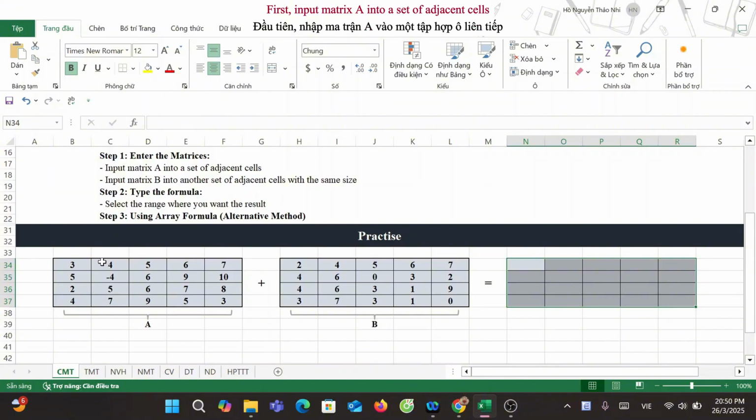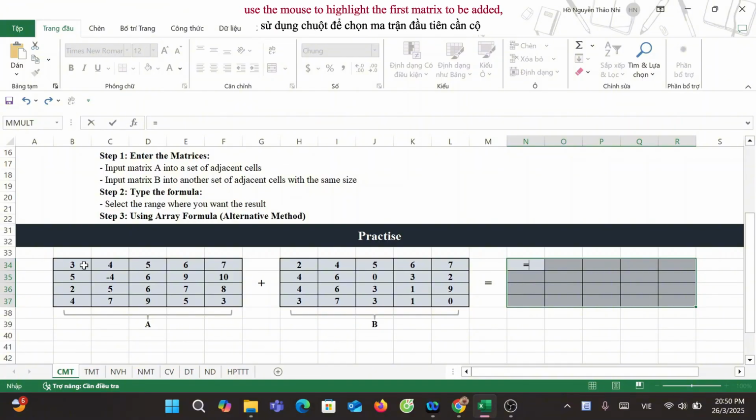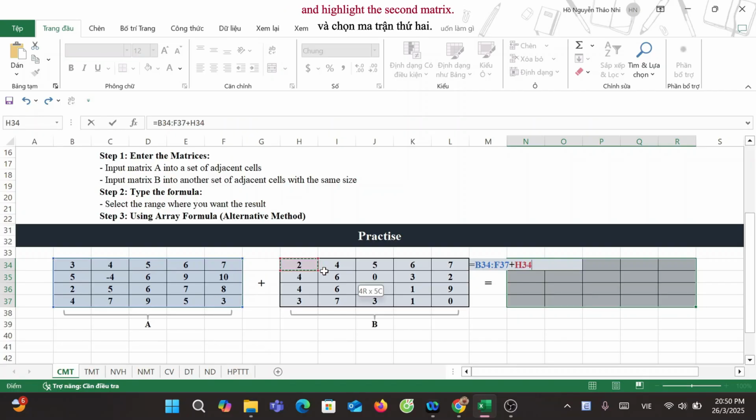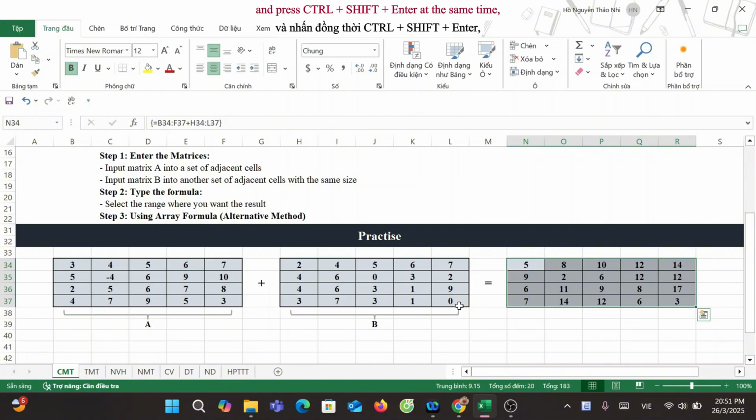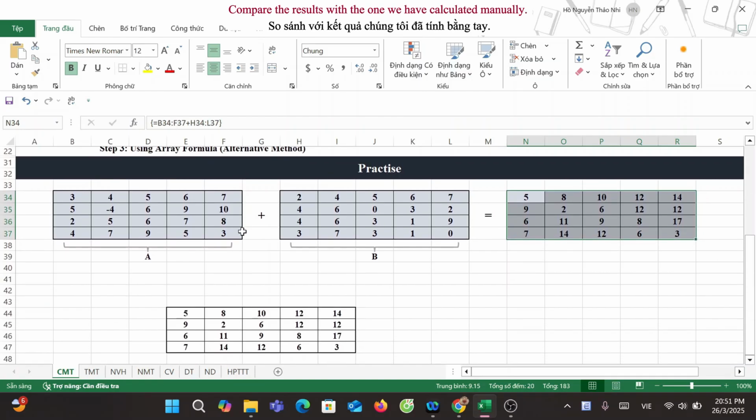First, input matrix A into a set of cells and matrix B into another one. Then, type the equal sign. Use the mouse to highlight the first matrix to be added. Press the plus sign on your keyboard and highlight the second matrix. Select the range where you want the result and press Ctrl+Shift+Enter at the same time. And the result will appear. Compare the result with the one we have calculated manually.